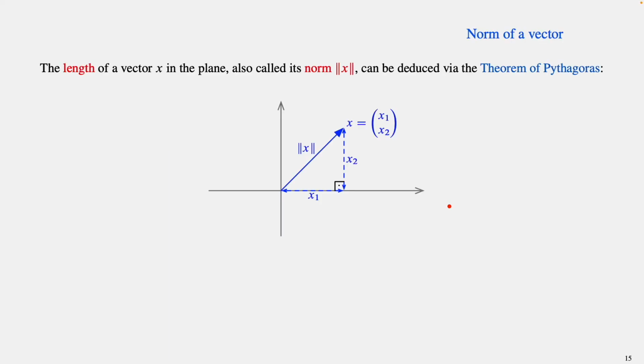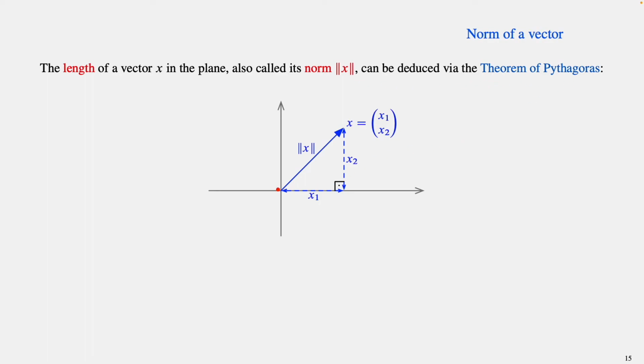Now, the norm of a vector is just the length of it. So it's a geometric property, but it's customary to not speak of the length of a vector, but to speak of the norm of a vector. And the notation that we use are these double bars that are reminiscent of absolute value bars, but for vectors we use double bars. And yeah, we can simply deduce this by the theorem of Pythagoras.